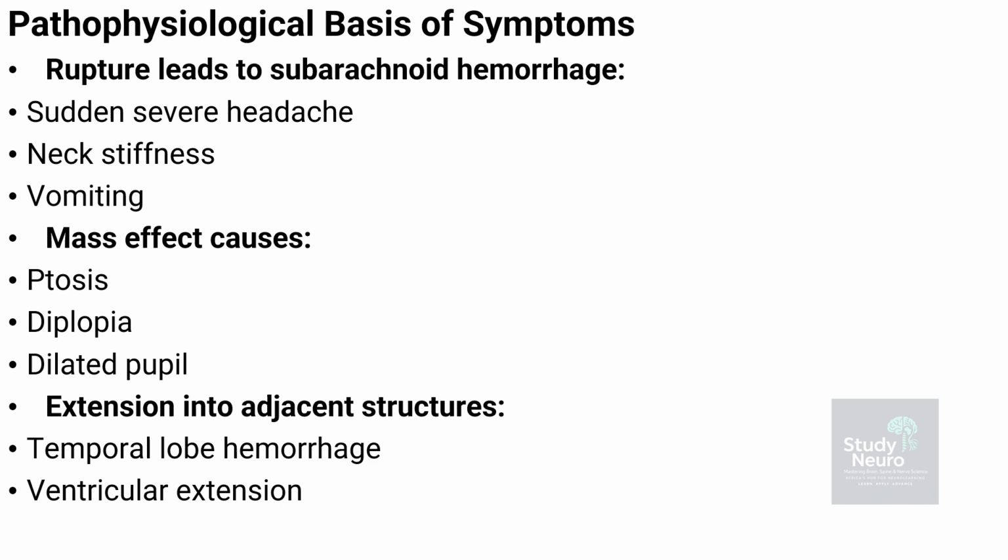In more severe cases, the hemorrhage extends beyond the initial site and involves adjacent brain structures, including bleeding into the temporal lobe or spread into the ventricular system, both of which are associated with a more complicated clinical course and a higher risk of neurological deterioration during the acute phase.